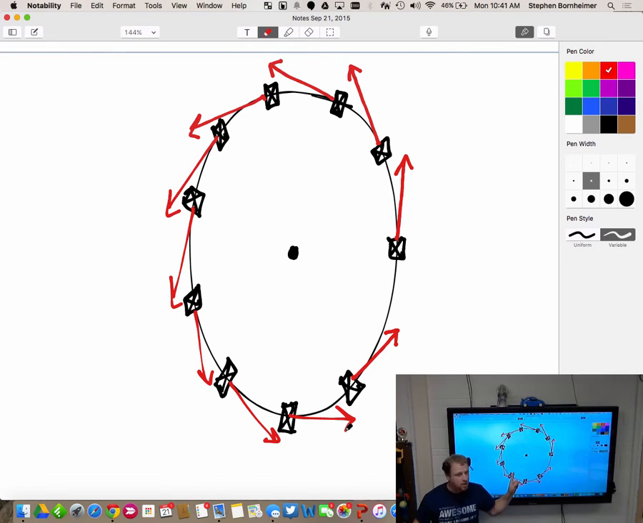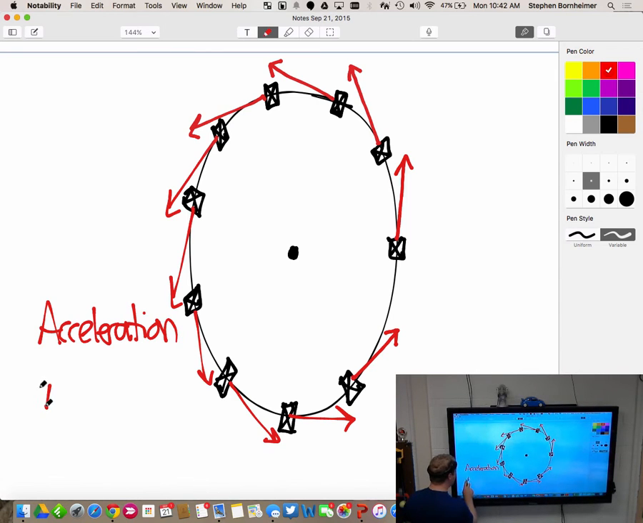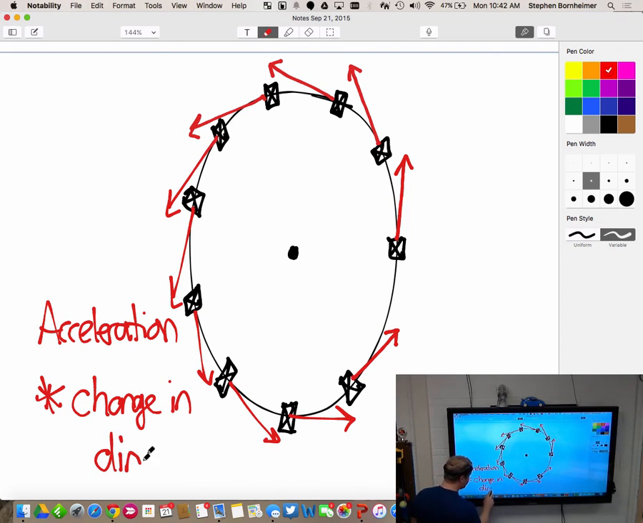So what is changing here? Not speed, but velocity is changing because your what's changing each time? Your direction. The arrows are pointing in different directions. So you are actually accelerating here. Acceleration is taking place because there is a change in direction. All right. When you have that down, you may go.